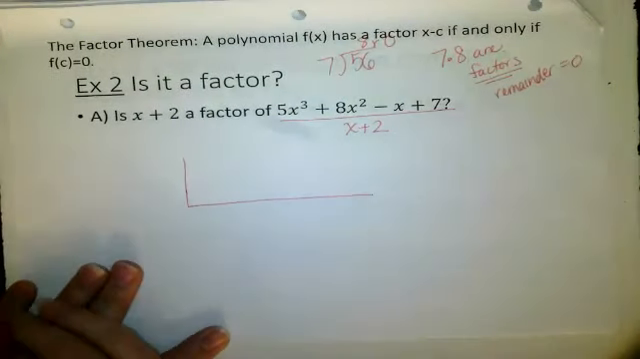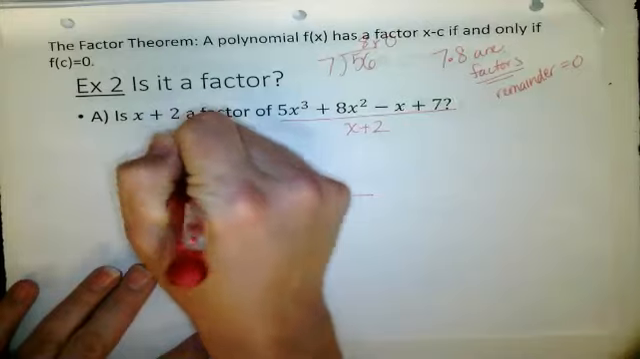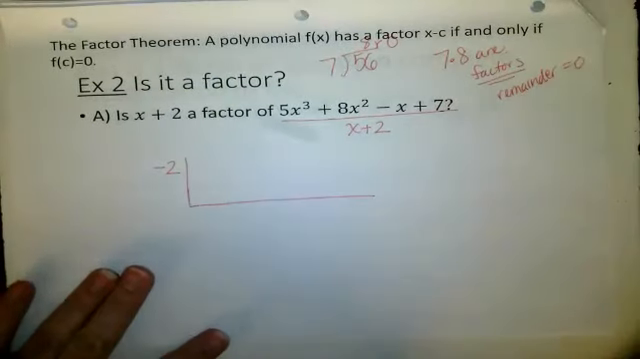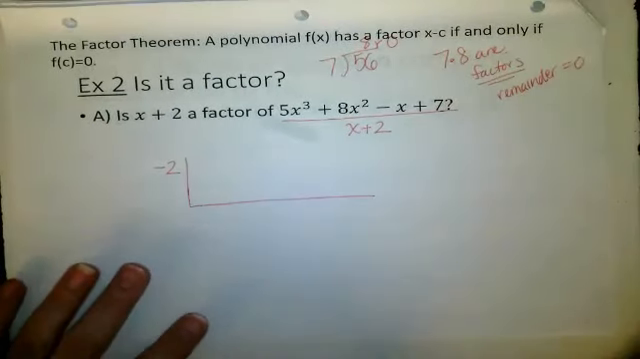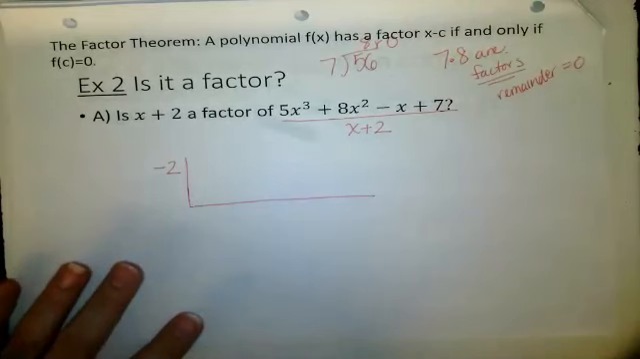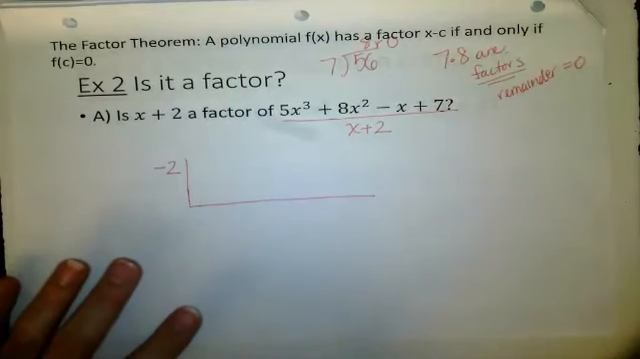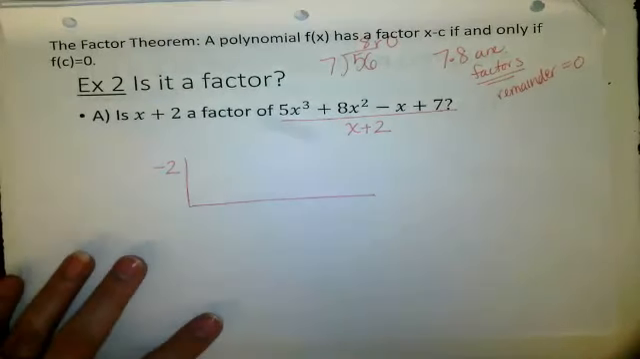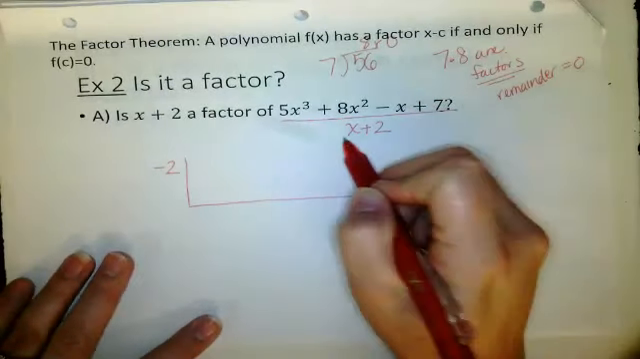Now, if I want to divide by x plus 2, what would I use on the outside of my box? Negative 2. Very good. Why negative? All right. Because x equals negative 2. Oh, really? Yes, that's right. How do we know? Subtracting 2 where?